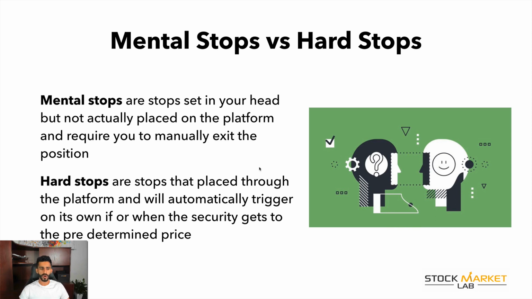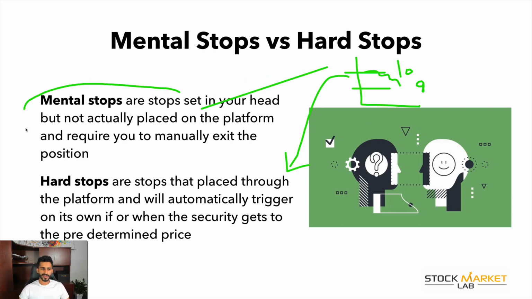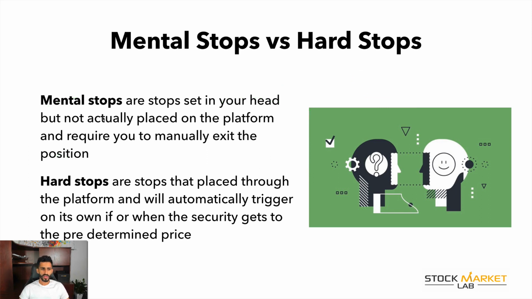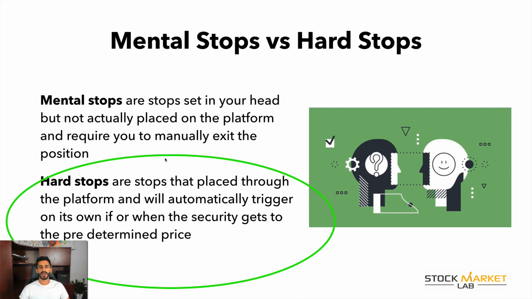So the next type of stops are hard stops. Hard stops are stops that are placed through the platform and will automatically trigger on their own if or when the security gets to the predetermined price. So a hard stop is basically me buying a stock at 10 and putting my stop loss at 9, meaning if the stock gets to 9, the platform will automatically sell. That's what I recommend for you to do, especially when you start out. Do not use mental stops when you start out. It's not the greatest way to play stops because it's very hard to get yourself mentally at that level. Now, the downfall of using hard stops is, like I mentioned, market makers can see our stop losses.